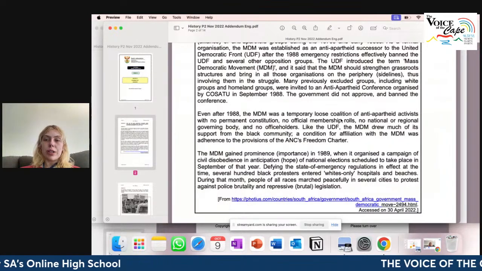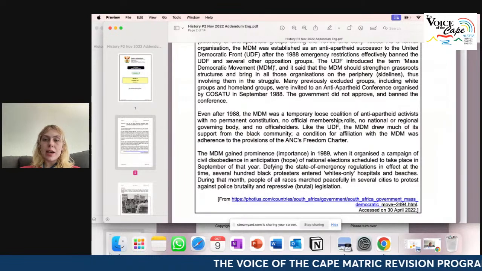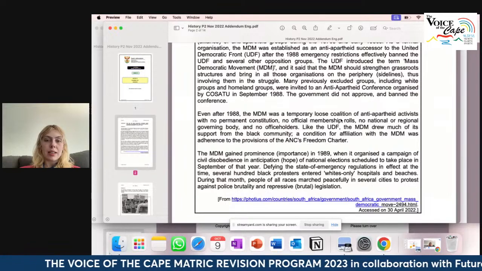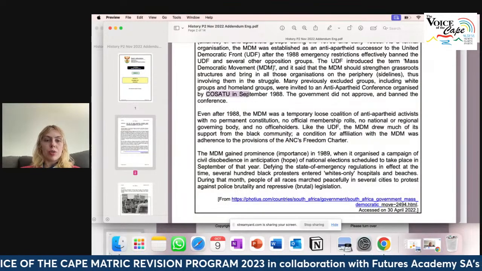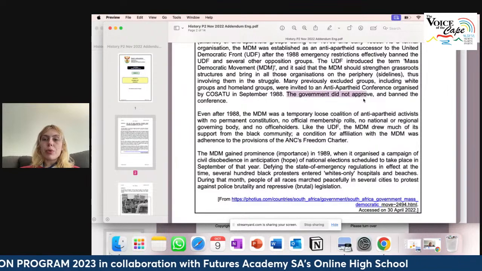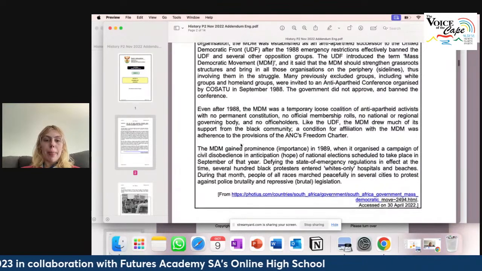Many previously excluded groups, including white groups and homeland groups, were invited to an anti-apartheid conference organized by COSATU in September 1988. So COSATU, trade unions. The government did not approve and banned the conference.